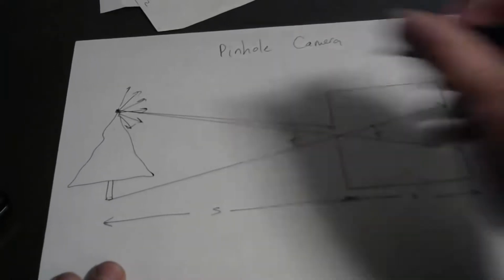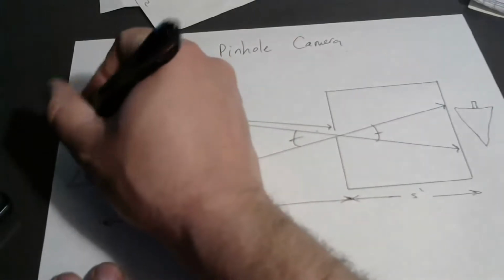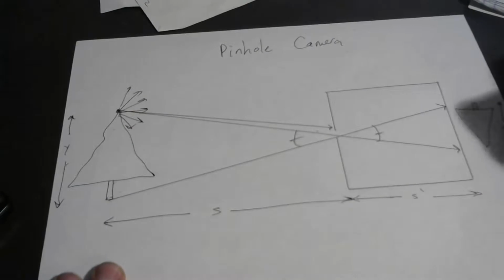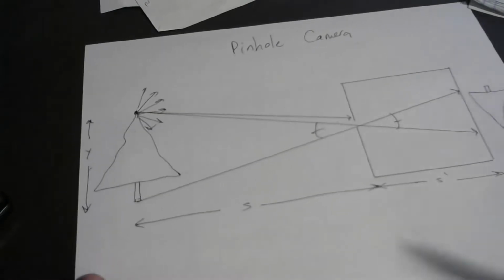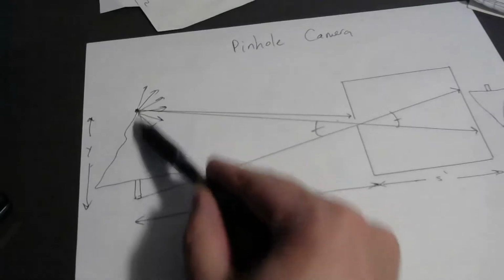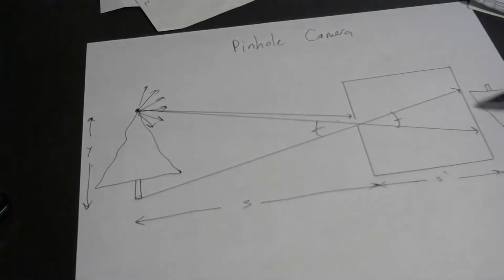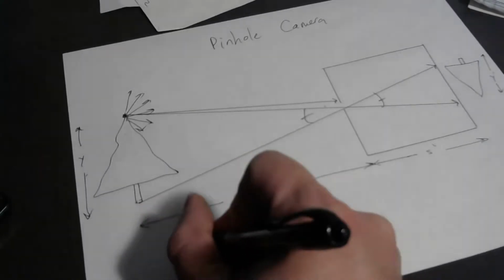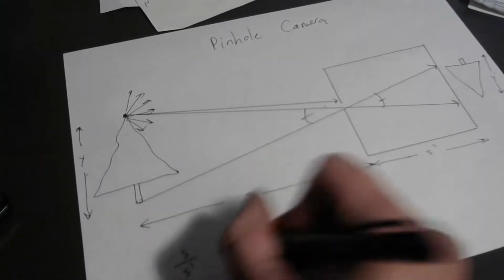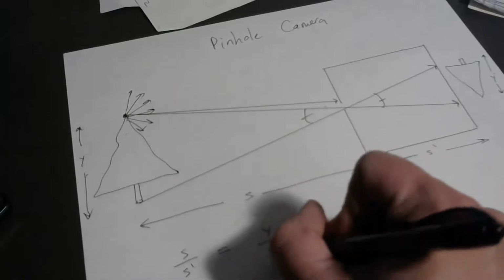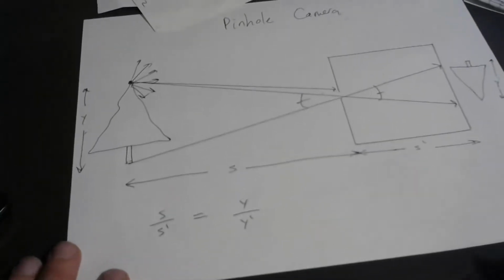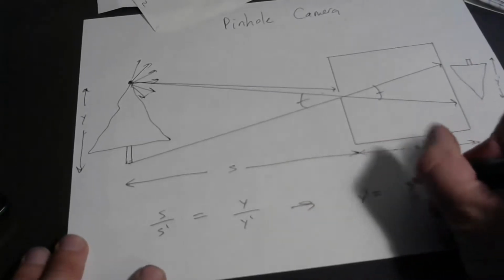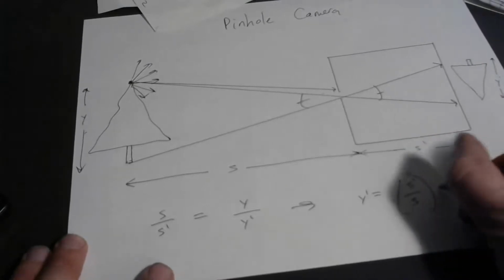We'll call this distance y, that's the object height, and then this would be y prime, the image height. And then we'll just use proportions. This compared to this should be equal to this compared to this. Or I could also just say S compared to S prime is equal to Y compared to Y prime. If you rearrange this a little bit, you'd have Y prime is equal to S prime over S times Y.